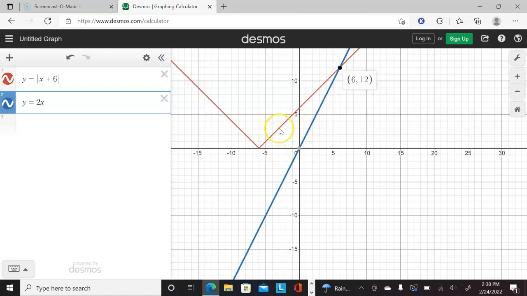So negative 2 did not work, but 6 did. So you can always test these, by the way. You could pick another one.